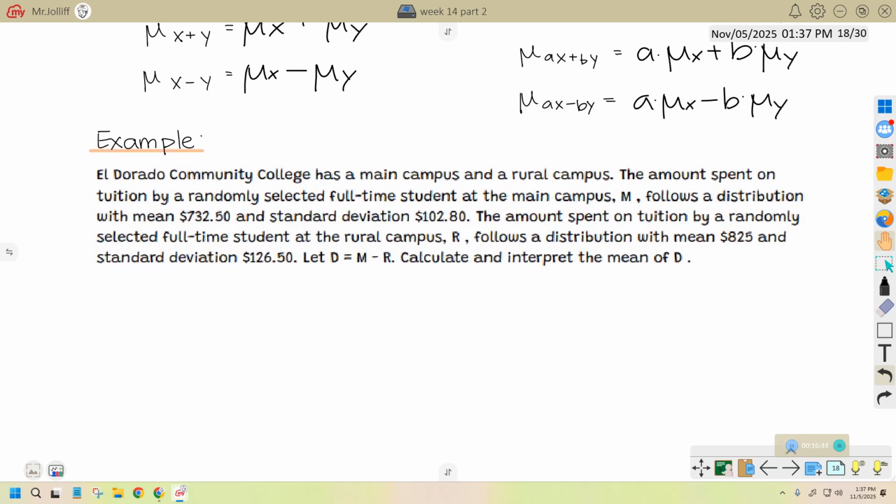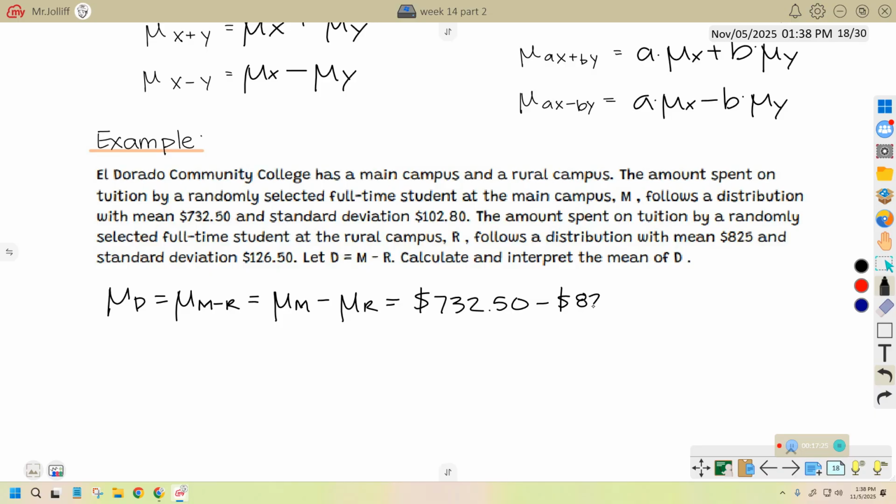So I want the mean for D, which I know is the mean of M minus R. How am I going to find that? Raise your hand if you know. Yes, Drew. Mean of M, mean of R. Subtract them. Raise your hand if you agree. I see thumbs up and hands. Very good. And they gave us both of those. They were nice. They said the main campus has a mean of 732.50, and the rural campus has a mean of 825.